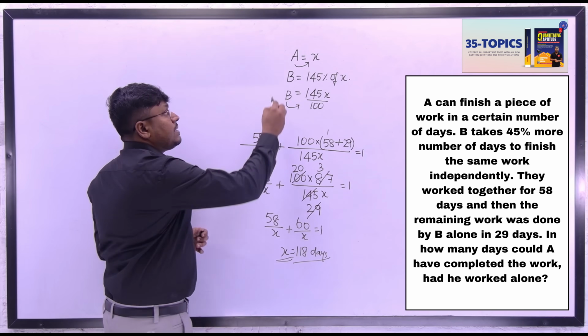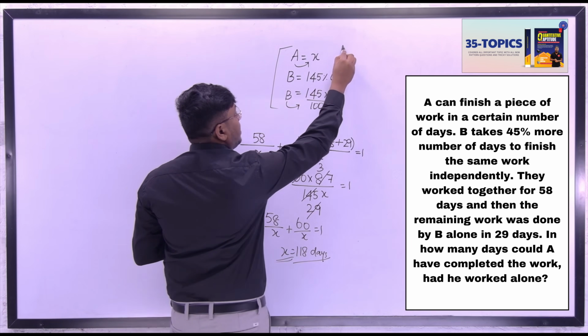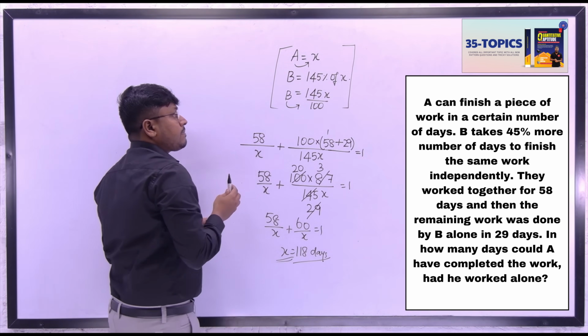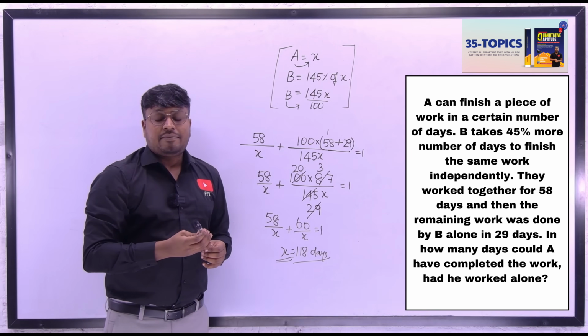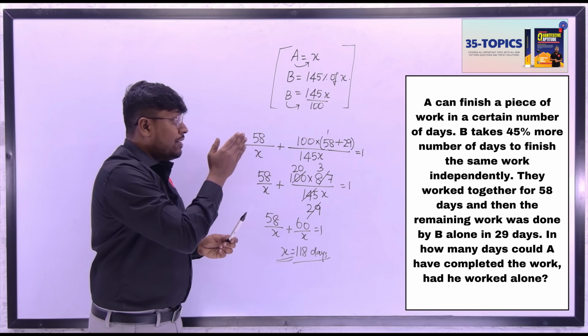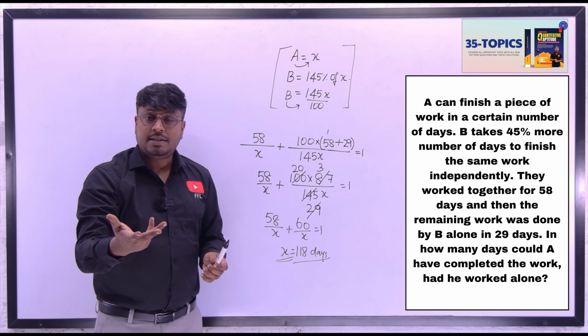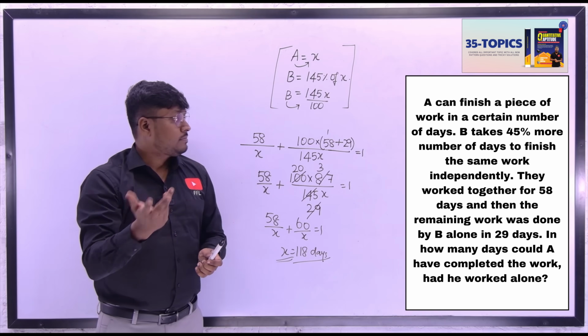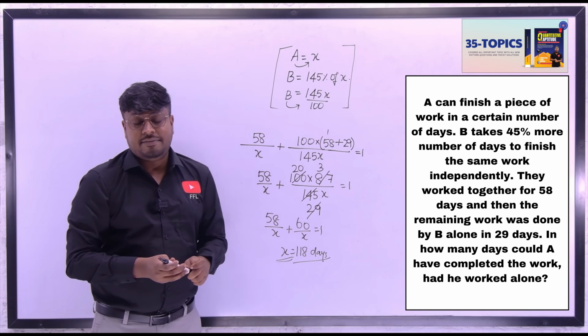Try to understand how I wrote this part alone, because the days for both persons were not given. They have compared in terms of percentages. So this is the way you have to write it: 30% more, 40% more, write it as 130, 140. Then figuring out the answer is very easy.